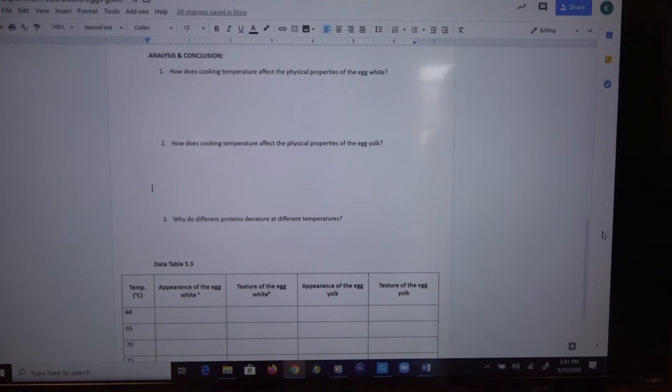And ladies and gentlemen, when you're thinking about those physical properties, again, we're talking about things like color, texture, appearance. Those are the kinds of things that you're focusing on. All right, and that will conclude the lab for experiment 5.2.